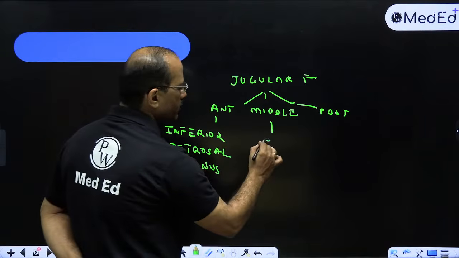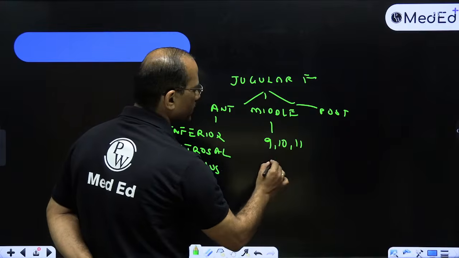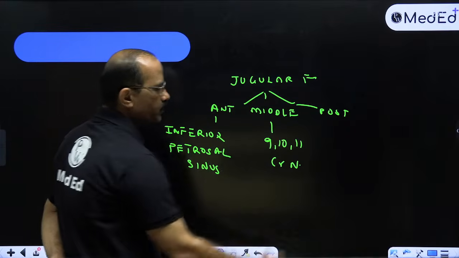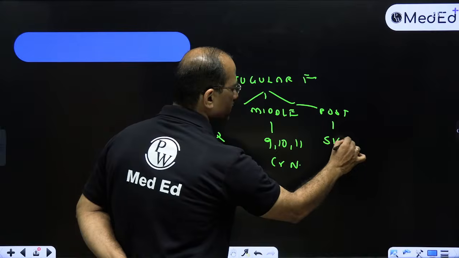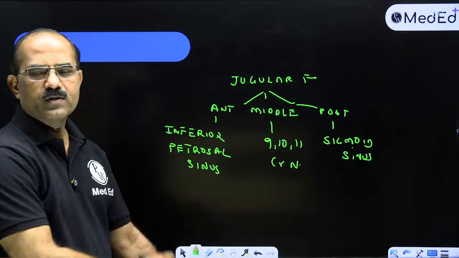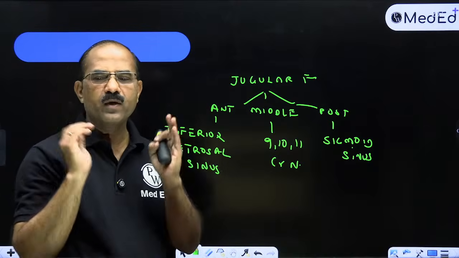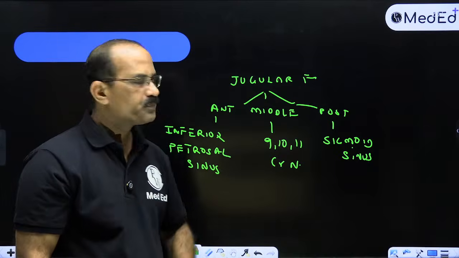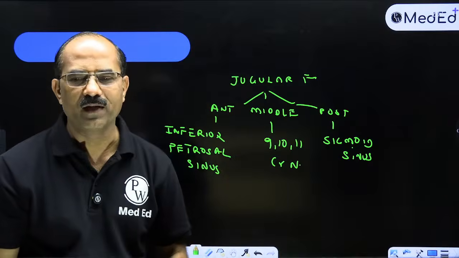Middle compartment से कौन जाता है? 9th, 10th and 11th cranial nerves. And posterior compartment से कौन जाता है? Sigmoid sinus. So these are the structures that pass through the jugular foramen.